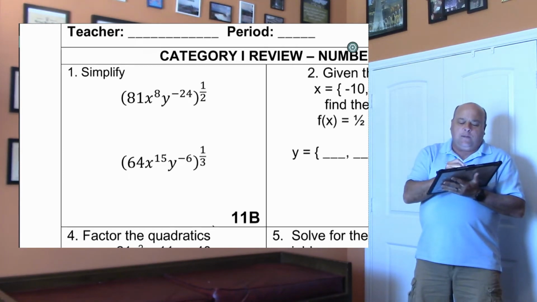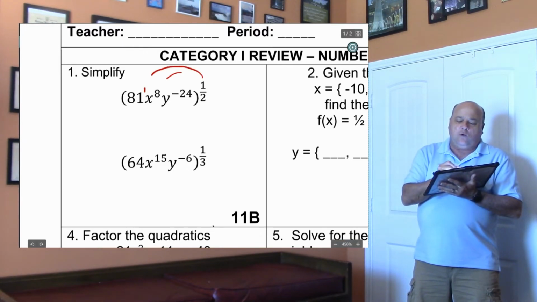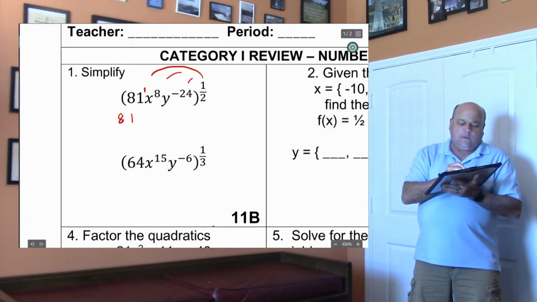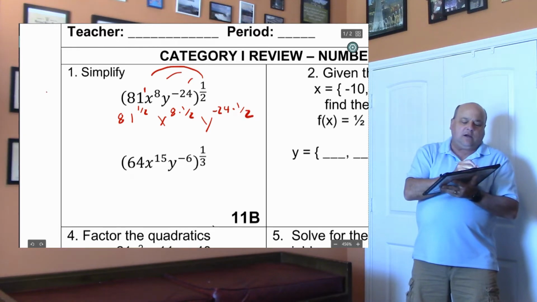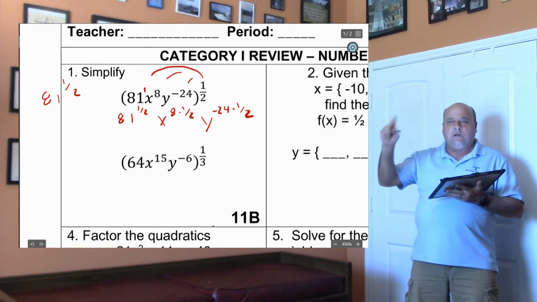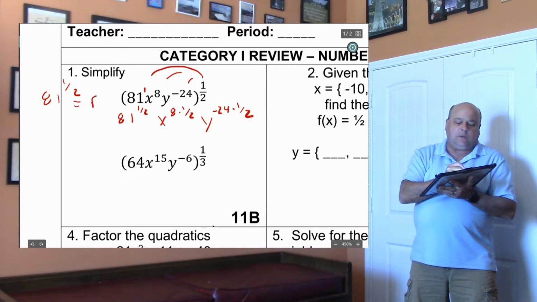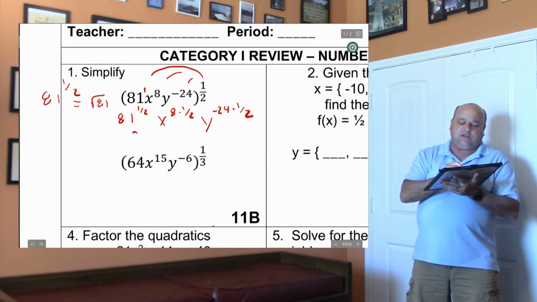On the first problem, remember this 81 has a 1 exponent. So I'm going to distribute that 1/2 to these four, and I'm only going to do one of these for you. I'm going to have 81 to the 1/2, x to the 8 times 1/2, and y to the negative 24 times 1/2. On your calculator, you could punch 81, caret, 1/2, and it gives you the answer. Remember, a 1/2 exponent is the same thing as the square root, though. So 81 to the 1/2 is going to be 9.